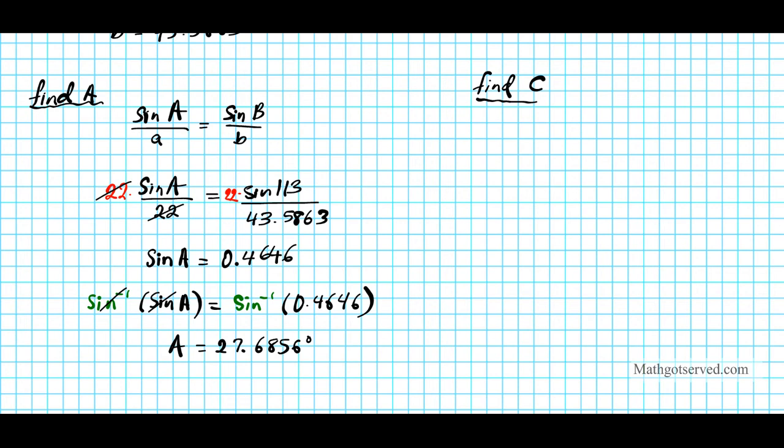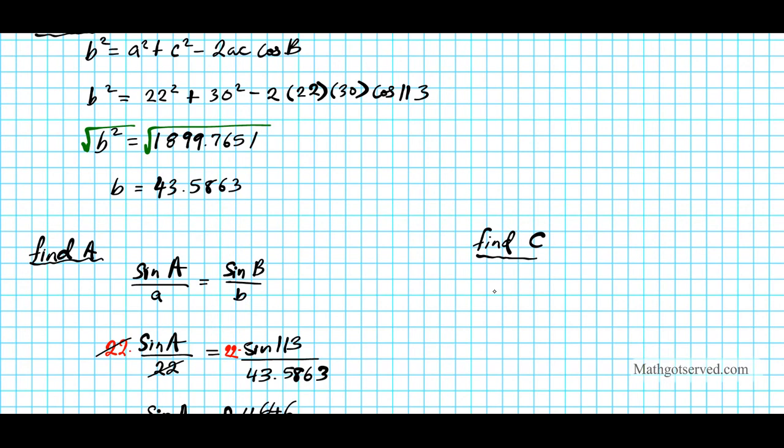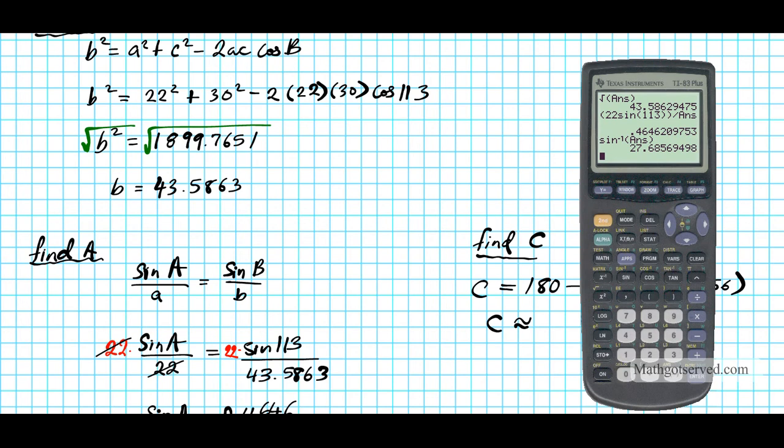Okay, now let's go ahead and find the measure of angle C. That's the only option that we have left. Find big C. We know that A is approximately 27.6856. So we can see that we have two angles of a triangle. So how are we going to figure out angle C? We're going to use the triangle angle sum theorem, right? So angle C is going to be 180 minus 113, which is the measure of angle B, plus 27.6856.